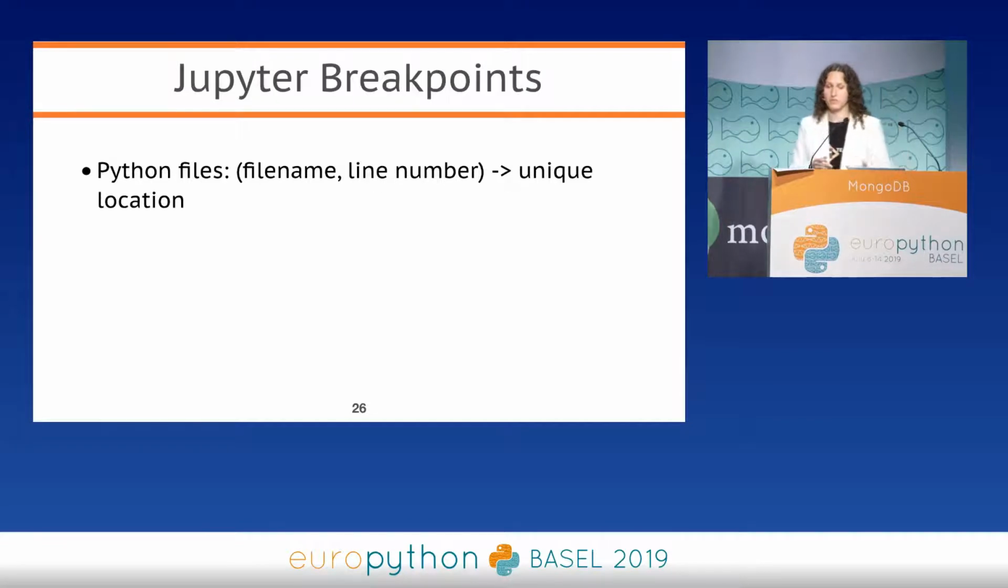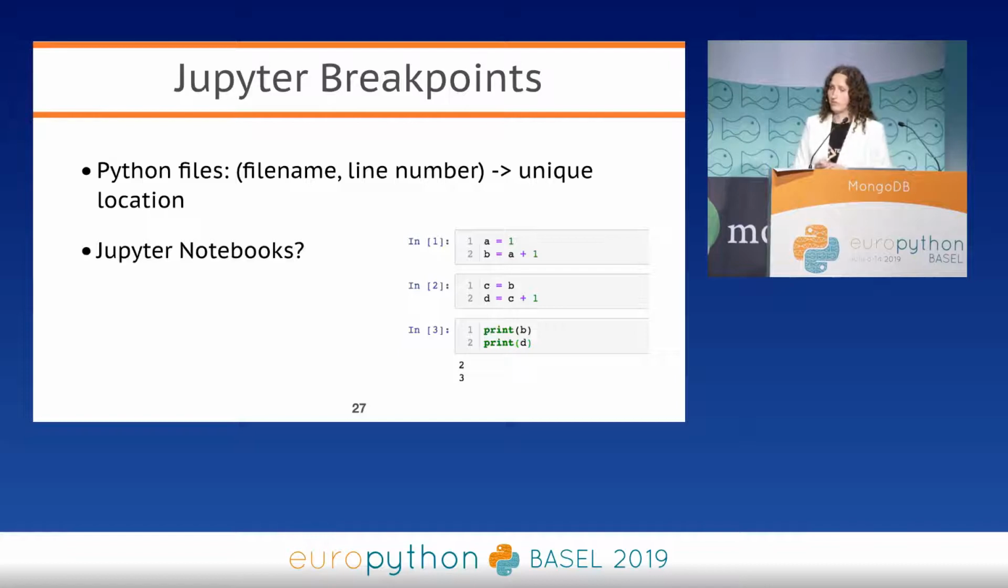To implement breakpoints in usual Python files, we can use the pair file name, line number to define a place in the source code, because this pair uniquely identifies a location of a breakpoint or some source code position. But in Jupyter Notebooks, it doesn't work, because each cell is a separate code snippet with its own line numbers inside, and all cells are located in the same file. So we can't reuse the same pair for Jupyter breakpoints.